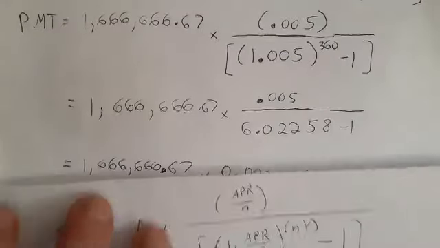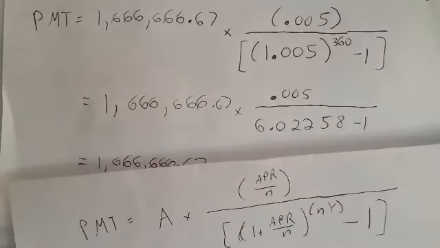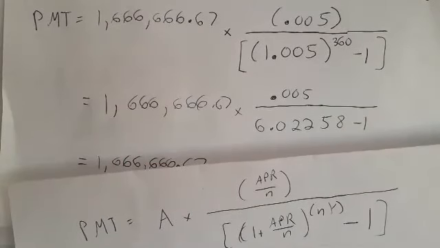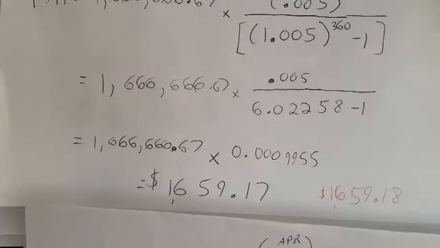That gives me something like 6.02258. I have to subtract 1 from that, so it becomes 5.02258. I divide one number by the other. I think I got something like 0.009955 when I crunch those three numbers. And so this says he has to make payments of about $1,659.17. I think the book said .18.